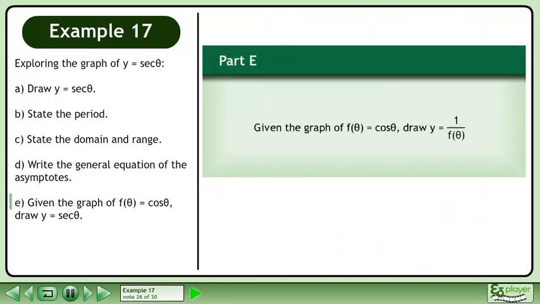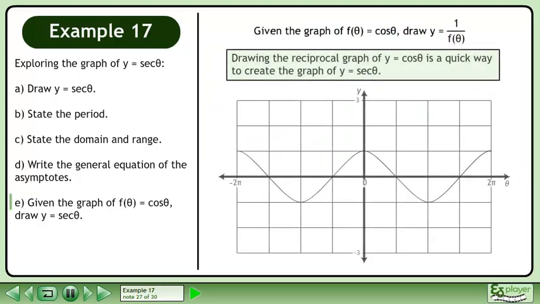Now we'll move on to part E. Given the graph of f of theta equals cos theta, draw y equals 1 over f of theta. Drawing the reciprocal graph of y equals cos theta is a quick way to create the graph of y equals secant theta.